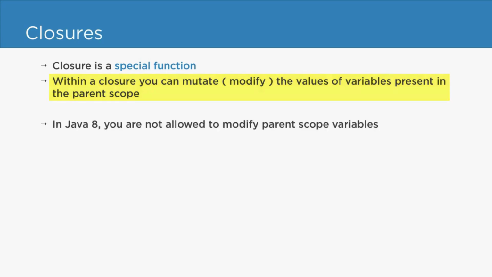Now in Java 8 you are not allowed to modify the parent scope variables within the closure or within the function. But in modern programming languages like Dart and Kotlin, you are allowed to modify the values of the variables present in the parent scope within the closure. So let us understand it better with the help of a demo.